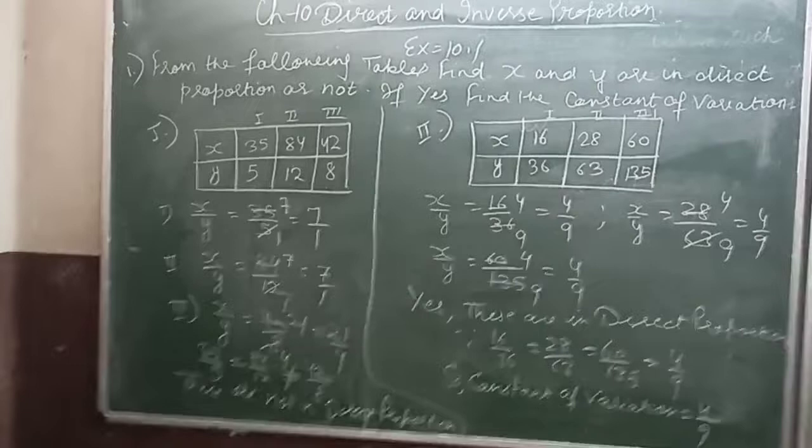So you will write yes, these are in direct proportion, because 16 over 36 is equal to 28 over 63, which is equal to 60 over 135. The ratio of each one is 4 over 9. So the constant of variation is 4 over 9. This is your first sum.